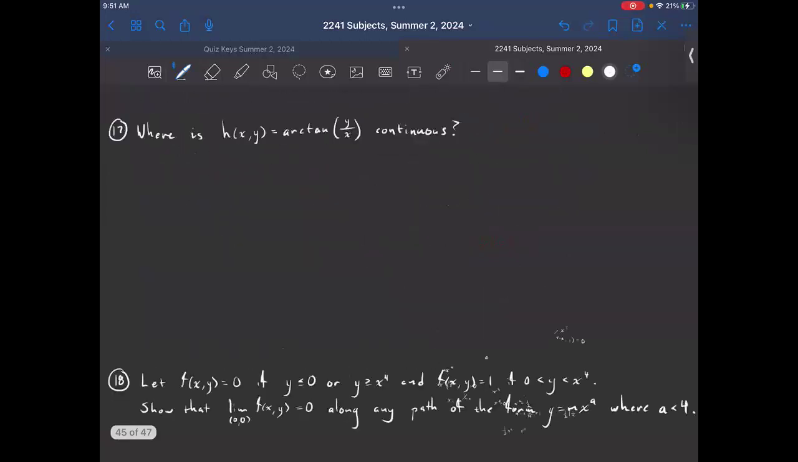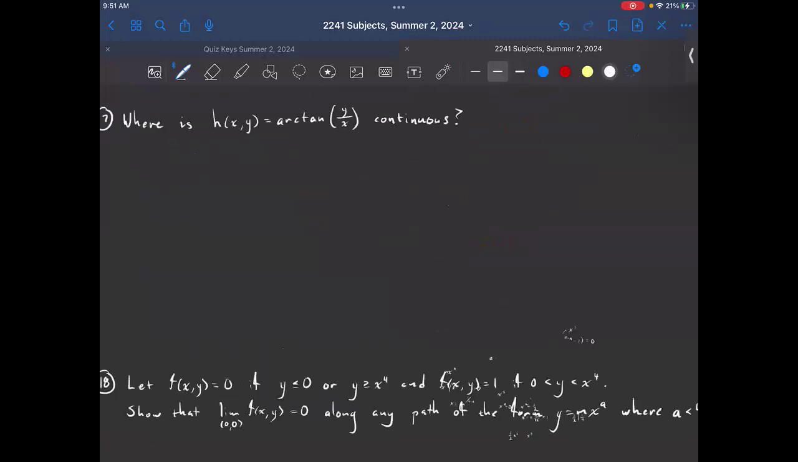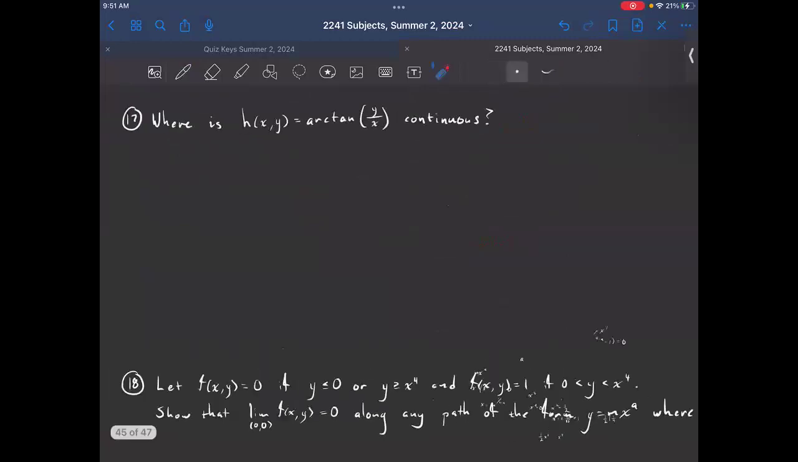All right, a few more. Where is this function continuous? All right, same as before. We look for 1 over 0, square root of a negative number, or log of a non-positive. And so the only issue we have here is 1 over 0. That is when x equals 0. But we know that this is the whole y-axis. Okay, so this function has problems along the entire y-axis.